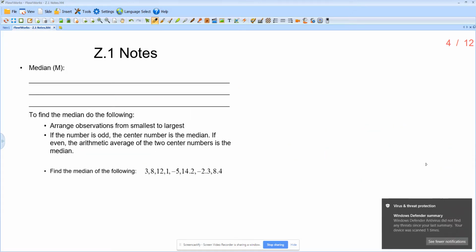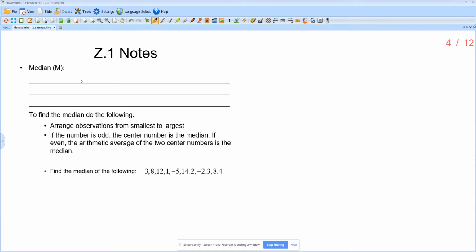All right, so moving along, we also have here the median. For median, we can define this as the midpoint of a frequency distribution. And we can add just the fact that half the data lies above and half the data lies below.